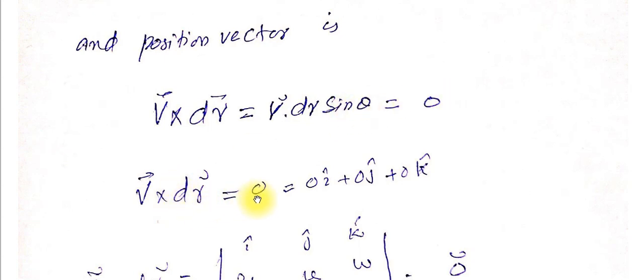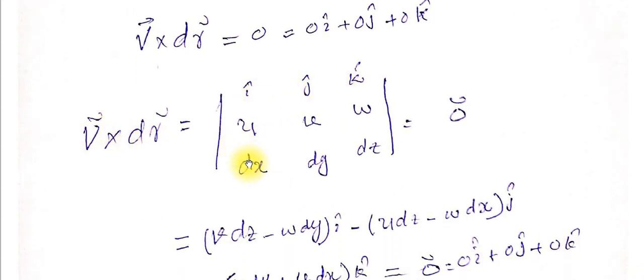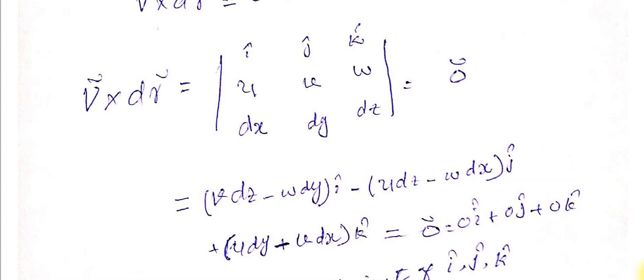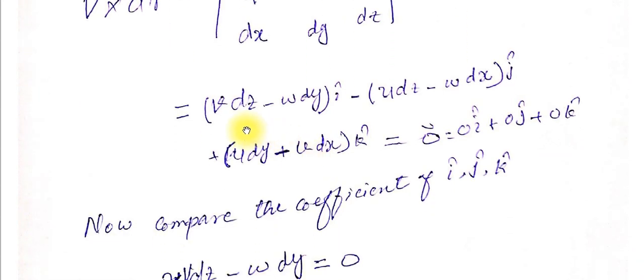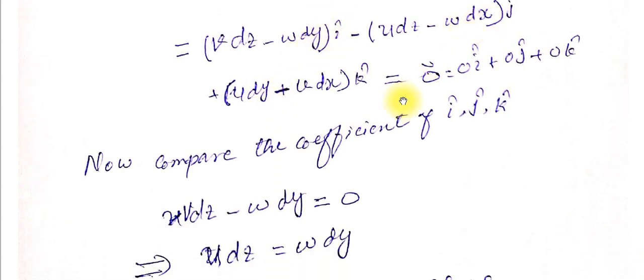So v cross dr is equal to 0, and this is a vector, so it can be written as 0i, 0j, and 0k. Now find v cross dr, the cross product using ijk. Finding the cross product, we have (v dz minus w dy) i minus (u dz minus w dx) j plus (u dy minus v dx) k equal to 0i, 0j, and 0k. Now compare the coefficients of i, j, and k: i's with i, j's with j, and k's with k.